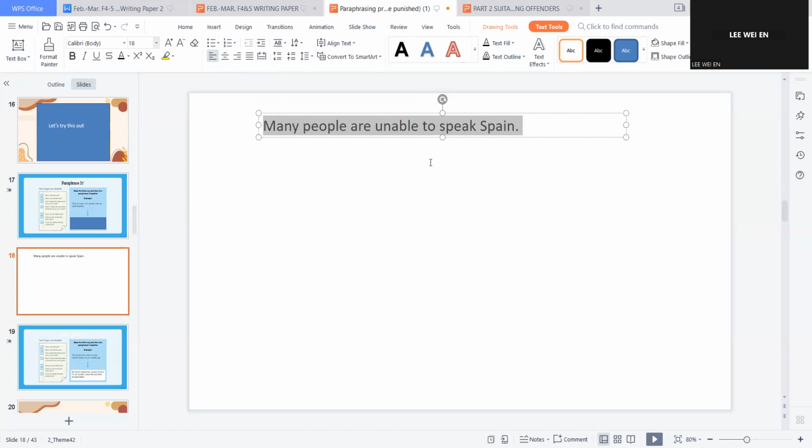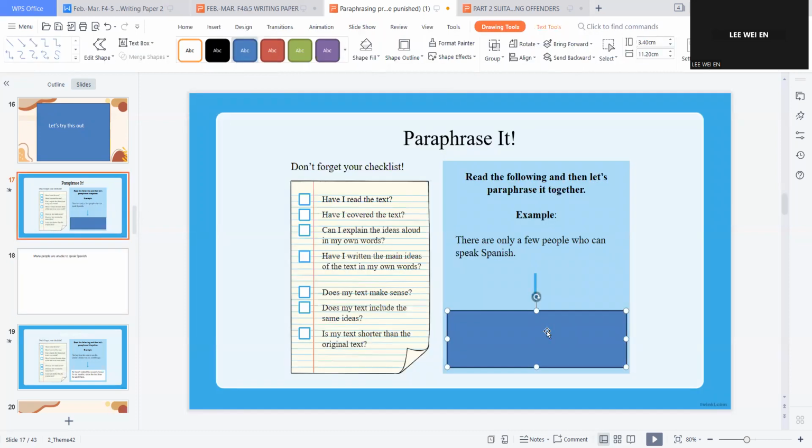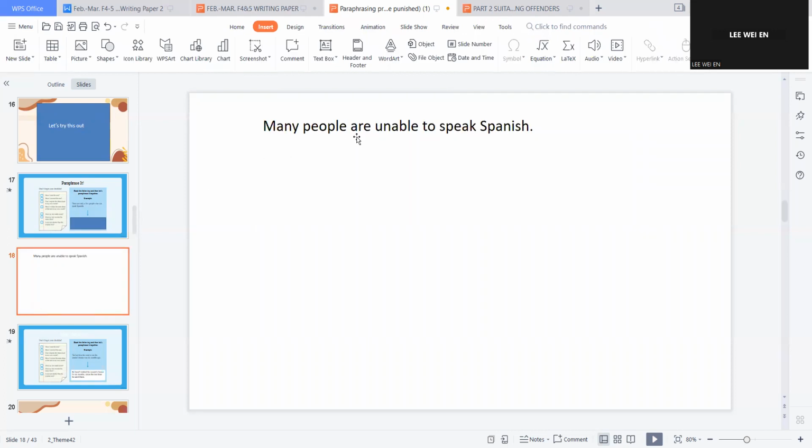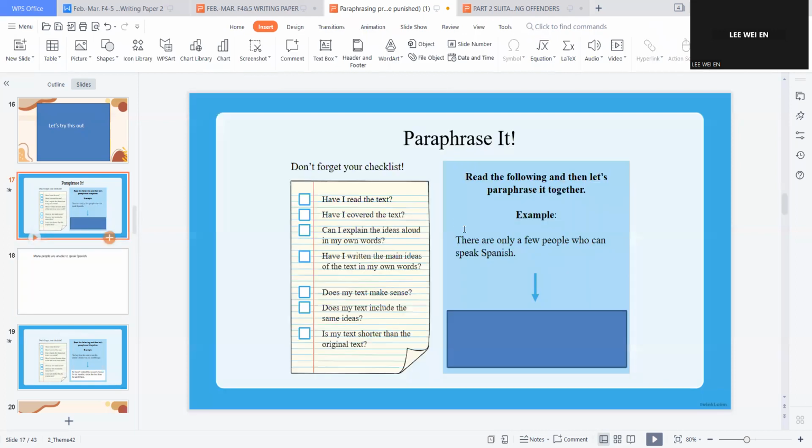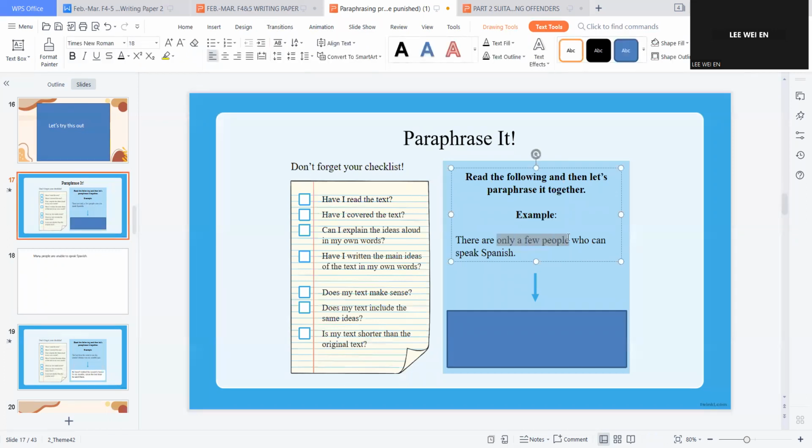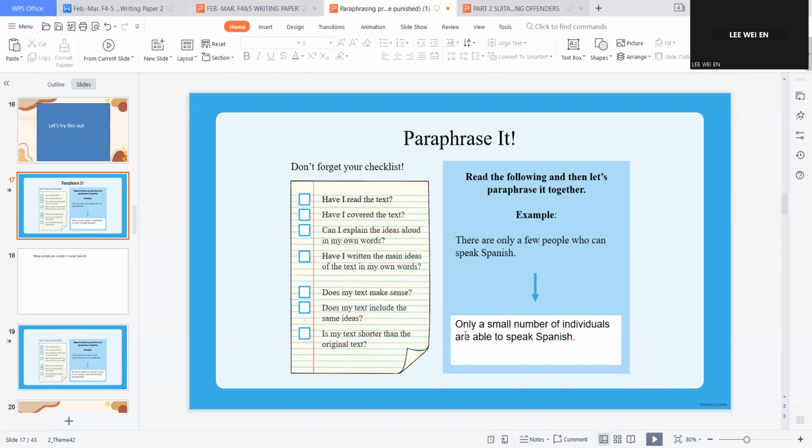Here you have another one. Spanish. Yes, Spanish, correct. Okay, you got it. You nailed it. Good job. Yes, correct. Many people are unable to speak Spanish. So basically, only a few people, right? So basically, it's not many. So another way of paraphrasing it is, can you read out this one? Only a small number of individuals are able to speak Spanish.